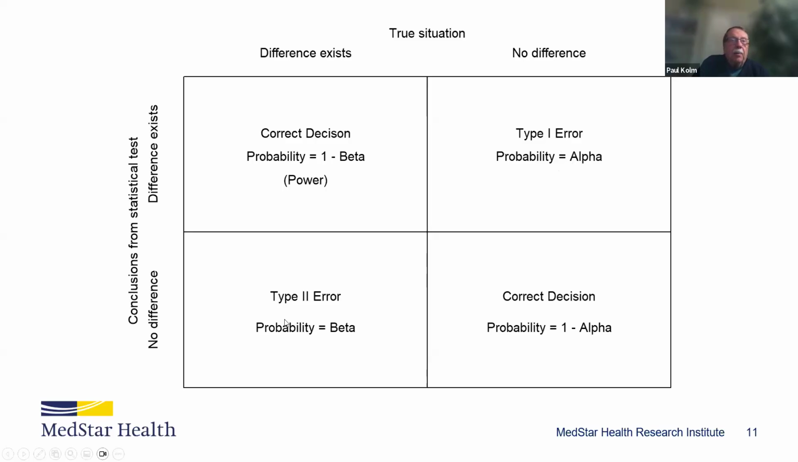So this is the probability of concluding from our statistical test that there's no difference in the population, but in actuality, there is a difference that exists. And so it turns out then that, of course, if we take 1 minus the type 2 error, or 1 minus beta, that gives us the power of the test. In other words, the power that we have to make a correct decision.